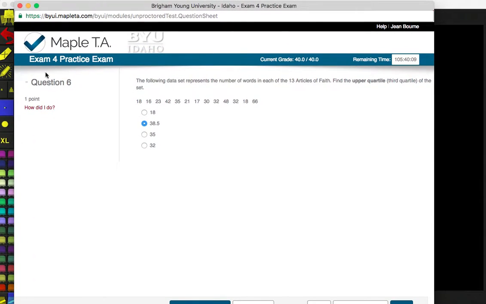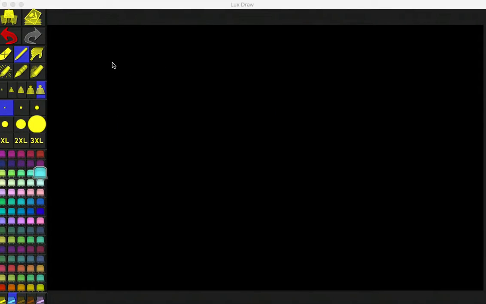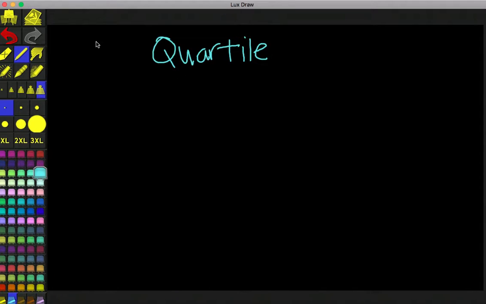Okay, this one says the following data set represents the number of words in each of the 13 articles of faith. Find the upper quartile of the set, or the third quartile of the set. So let me just show you basically how to do the quartiles. Okay, it's not that hard. So this is when they want us to find the third quartile, or the upper quartile.